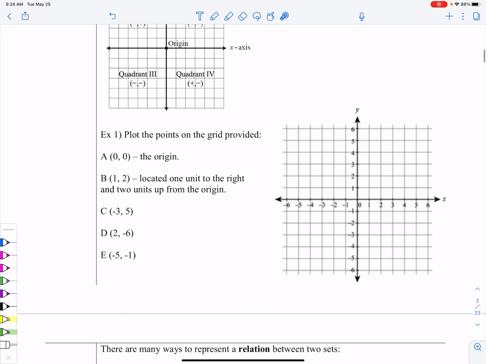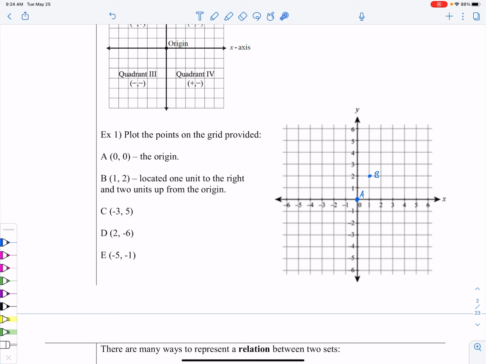So we're going to practice plotting out some points. First we want to put our A value, which is 0, 0. So that's going to go right here. 0, 0, that's our A. Then we want B, which is 1, 2. So it's located 1 over and 2 up. So 1 over, 2 up. So that would be our B.